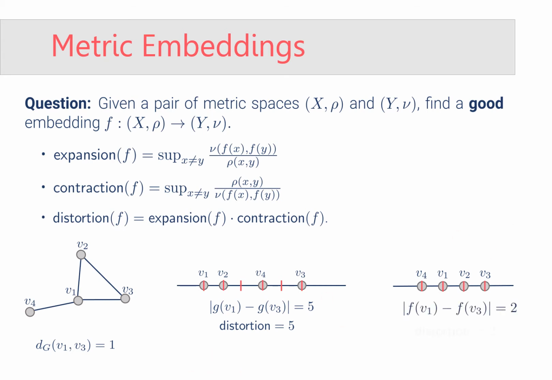For the second embedding, we have an expansion of 2 for the vertices V1 and V3, and also we have an expansion of 1.5 for the vertices V4 and V3. Contraction is 1, as I said, thus the distortion of this embedding is 2. We can conclude that in this particular case, we can quantifiably measure that the second embedding, embedding F, is better, does a better job in preserving the structure of the initial space.